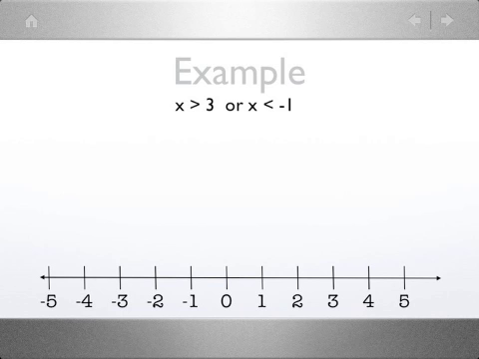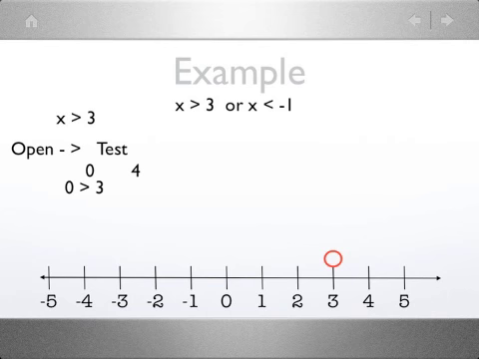Let's take a look at an example with "or" for a compound inequality. Again, I do the same thing. I graph both inequalities. So x is greater than 3. Since it does not have the equal to part, I'm going to have an open circle. So I have an open circle at 3. Now I need to test 2 points. A number smaller than 3, I'll choose 0, and a number greater than 3, so I'll choose 4.